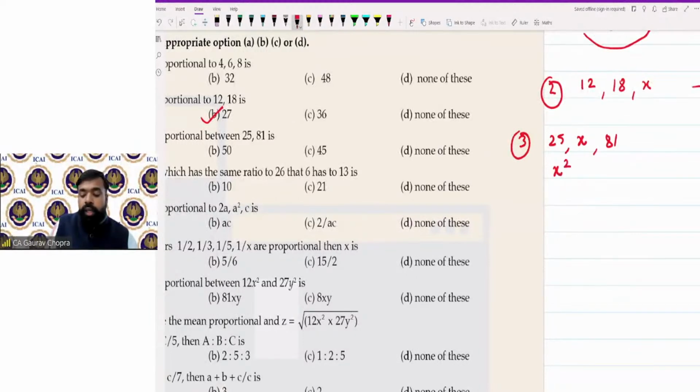So again b square equal to ac. So x will be root of 25 times 81. So what is the root of 25? 5, and of 81 is 9. It will give you 45. So the value of x becomes 45.